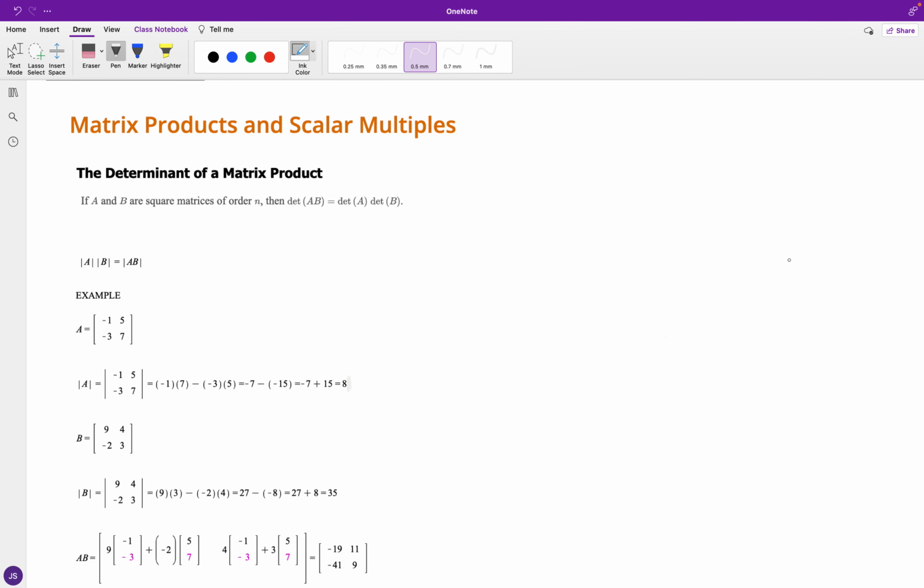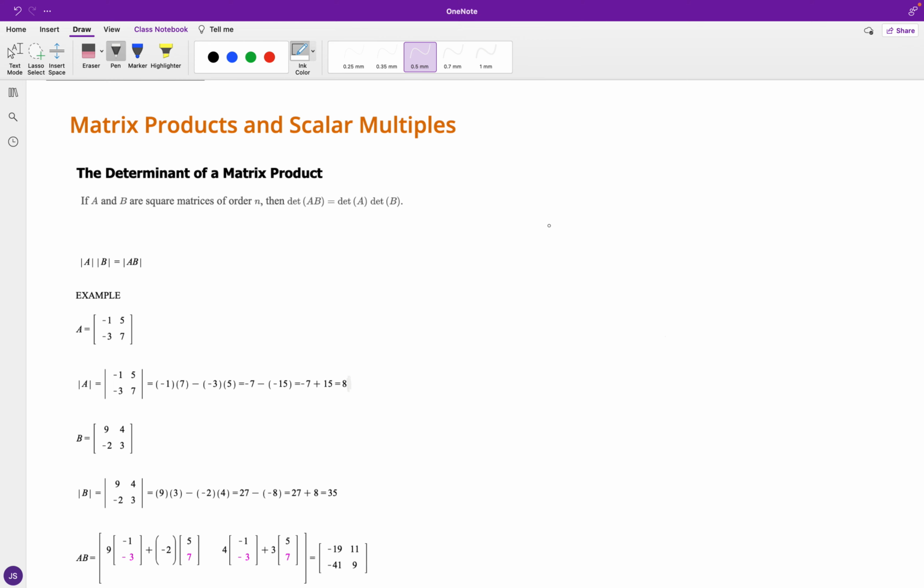For what we have in this particular section within Chapter 3, we're looking at matrix products and scalar multiples among the topics. And we have, concerning the determinant of a matrix product: say if you have a couple of individual square matrices, A and B, and they have the same size or the same dimensions, then the determinant of the product of A and B is equal to the product of the determinants of A and B.